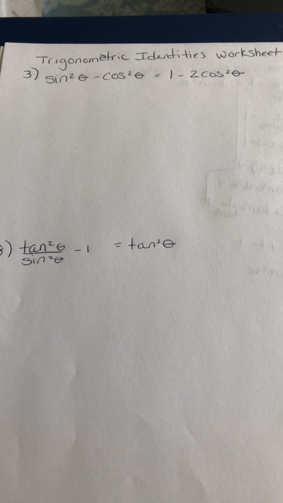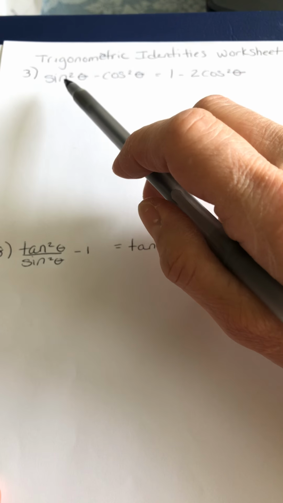Hello my math friends. Today we're going to be working on proving some trig identities. I'm looking at the worksheet that's titled Trigonometric Identities MCR3U. You can grab that worksheet, pause the video if you need to. So we're going to start here with number 3.